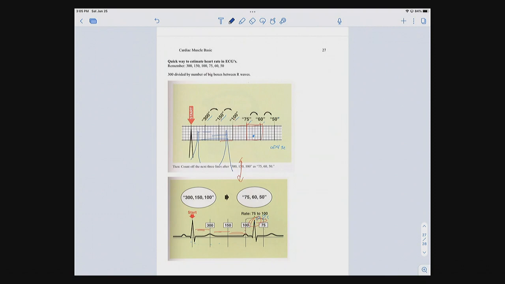Anyway, that concludes our chapter on the basics of cardiac muscle. Next we'll go into more detail on some of the things that I lightly touched on in this section. All right, I'll see you next time.